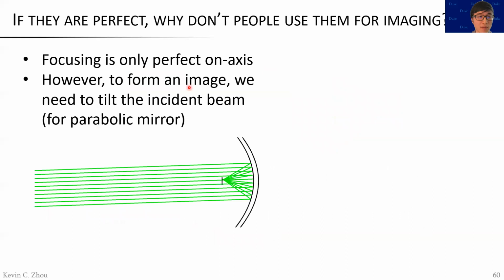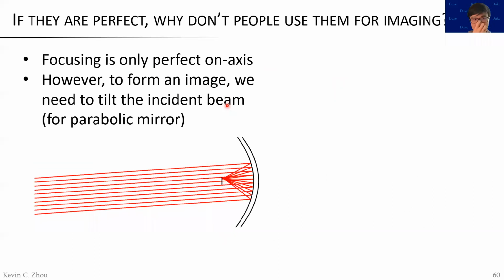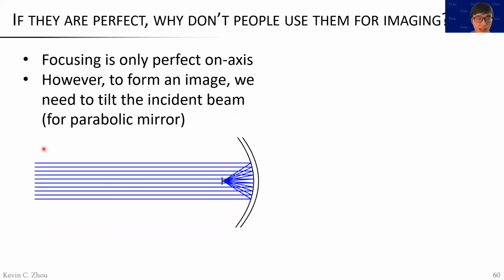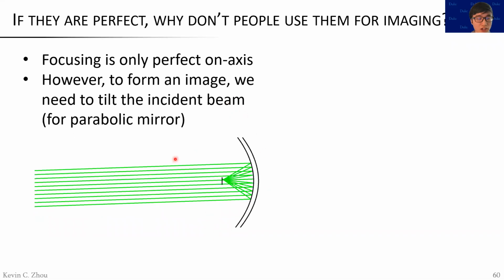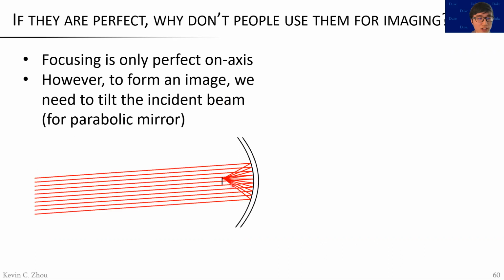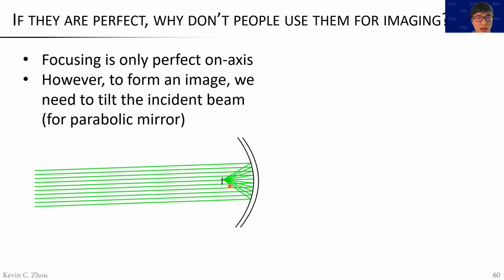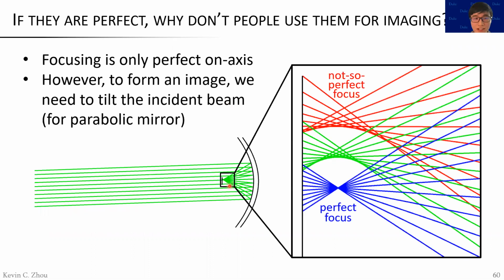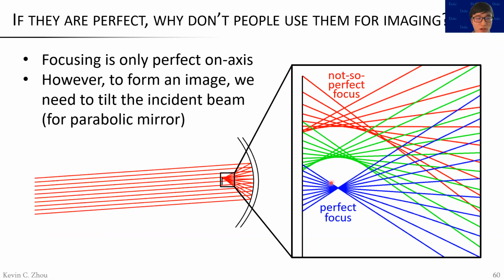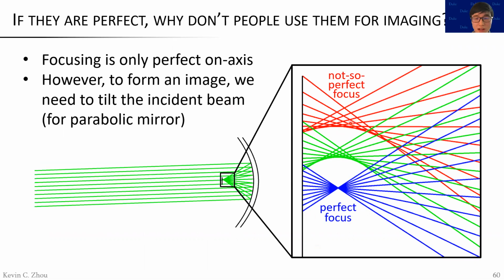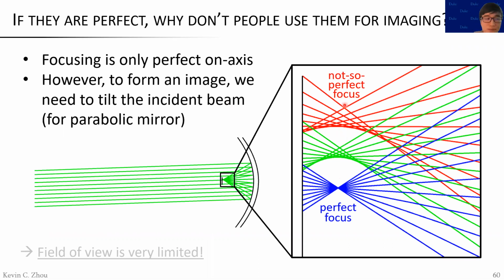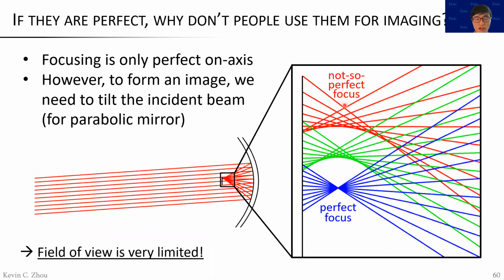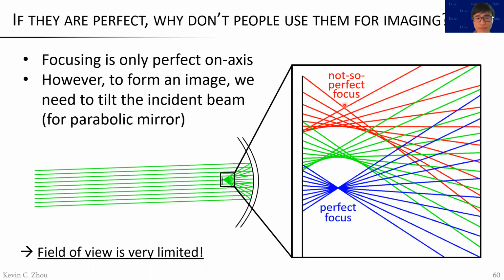However, if we want to form an image with many lateral pixels, then we need to tilt the incident beam in the case of a parabolic mirror. So that's what's going on in this animation. So as you tilt the beam, the focus shifts. And if we zoom in, we can clearly see the focus is shifting, but the focus is only perfect when it's on axis, and then it rapidly deteriorates as you go more off axis. So this means that the field of view should be very limited.